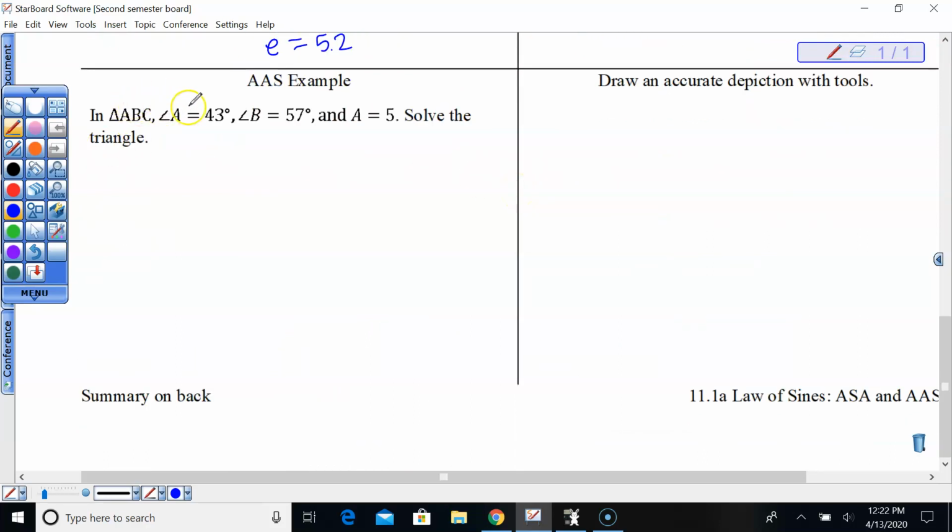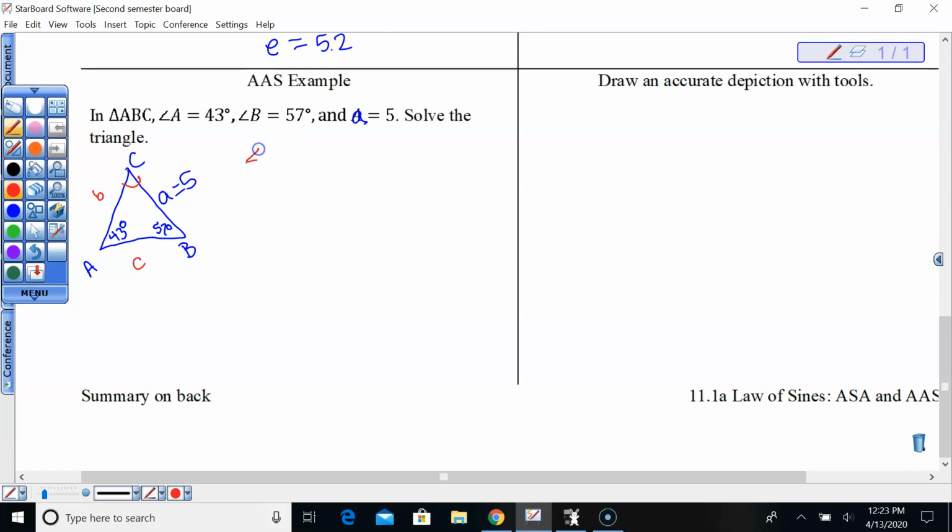So we have here a triangle ABC. Angle A is 43, angle B is 57, and side a, this should be lowercase, is 5. So we'll start by drawing a depiction here of triangle ABC. So angle A, angle B, angle C. And so this will be side a at 5, opposite angle A, which is 43, and angle B is 57. So what we have to do is find angle C, side b, and side c.